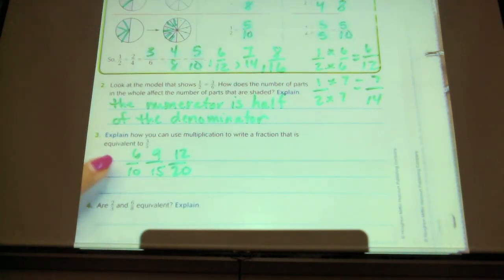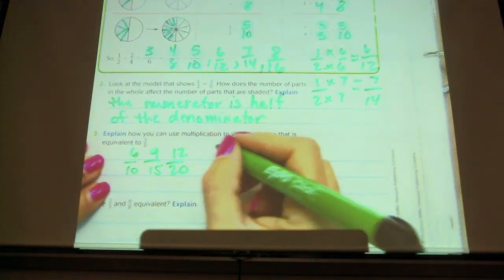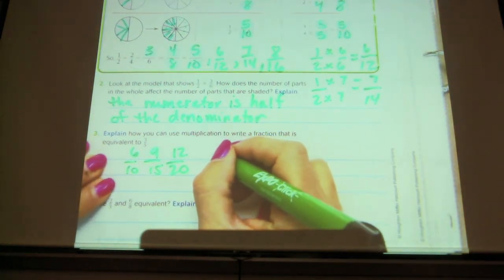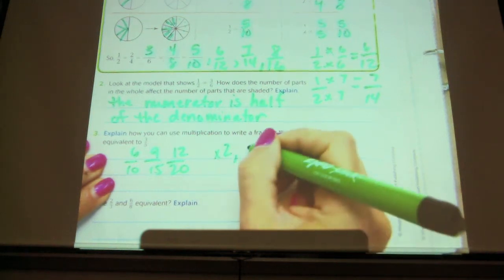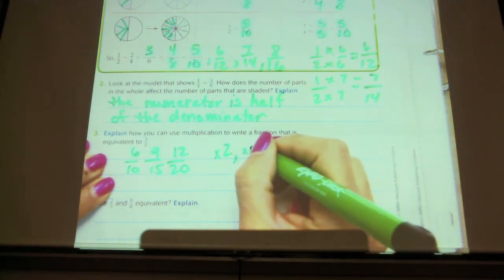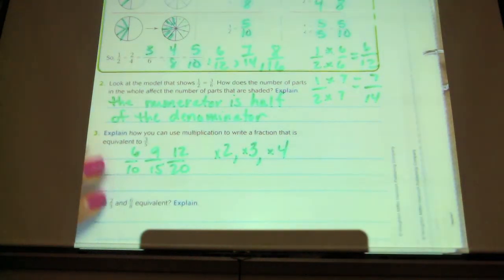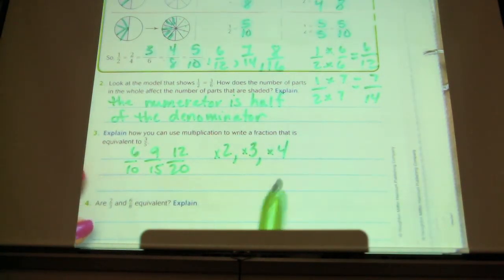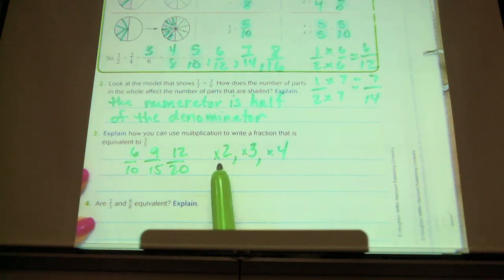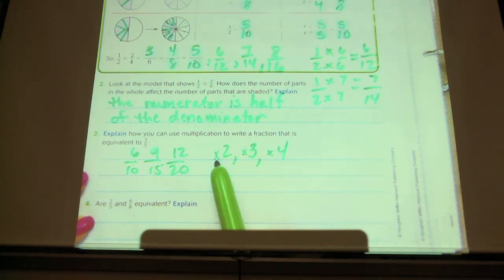Okay, so he started by giving us equivalent fractions, and then he said he did it by multiplying by 2, and then Sean just multiplied by 3, and then Ebony also had multiplied by 4. So our multiples that we used were just multiples of 1, basically. 1 times 2, 1 times 3.